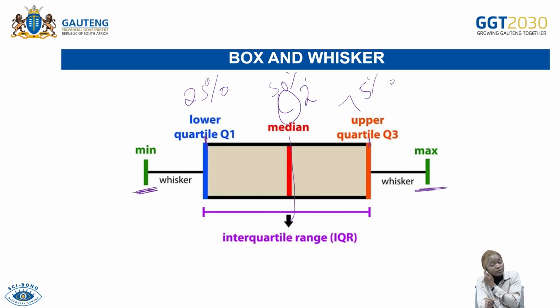And then how do you find your interquartile range? You find it by saying your Q3 minus your Q1, then you find your interquartile range.